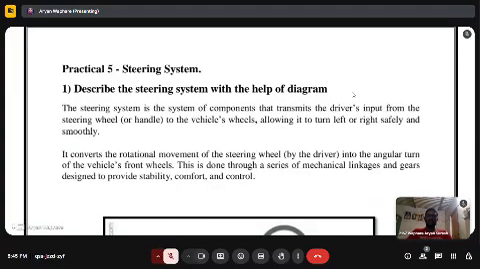Good evening. Today we will discuss the steering system. Describe the steering system with the help of a diagram.